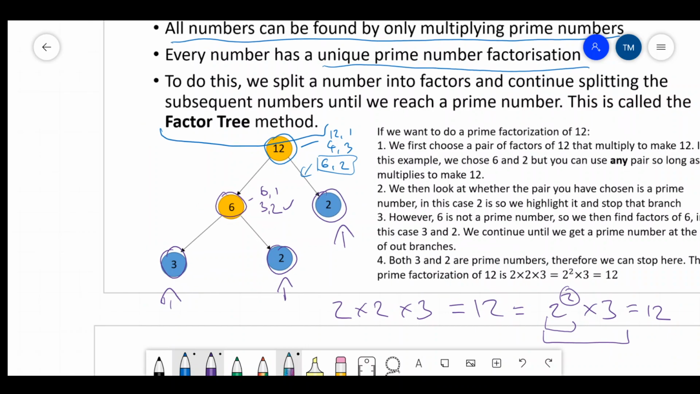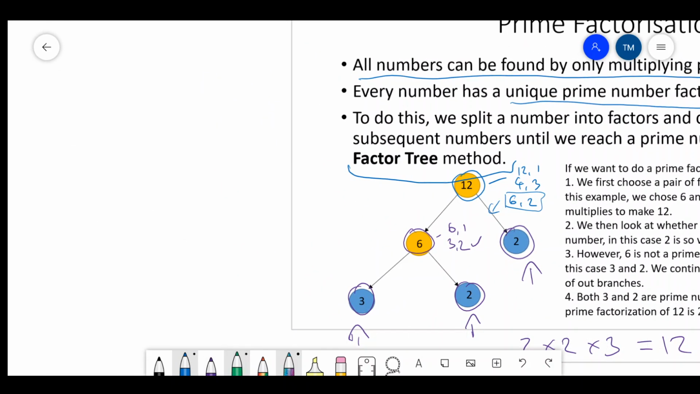Let's have a look at another one of 12, but this time we did 6 and 2, but let's show that 4 and 3 will give you the same result. So if we've got 12, and we choose 4 and 3. Well, first of all, we've got 3, which is a prime number, so we highlight it and then leave it alone. And then we look at 4.